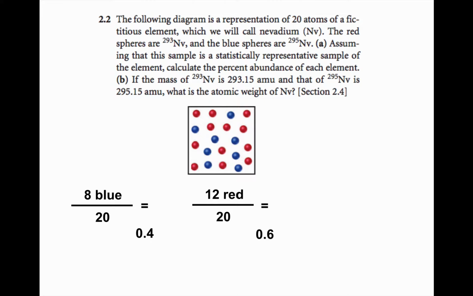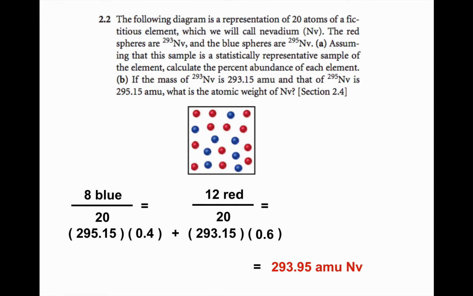So in order to figure out the weighted average, I multiply the fraction that represents red by its mass, and I multiply the fraction that represents the blue by its mass. And what I get is an average that's skewed toward the red. It's going to weigh more like the red ones because there's more of them. And that's what atomic weight is. It's a weighted average towards whatever fraction of isotope you have the most.